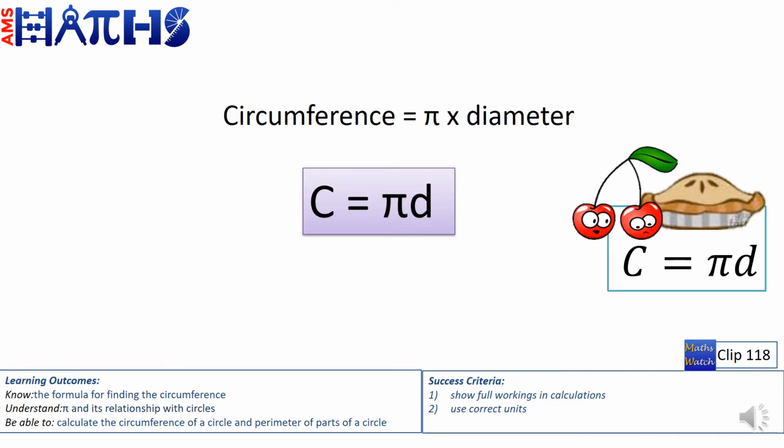I'd like you to pause the video to write down this formula for the circumference of a circle. So the circumference of a circle is equal to pi times diameter. Okay, and then we just write it as C equals pi d. When the pi is next to d, it just means you are multiplying them. Okay, pause the video. When you're ready, resume to move on.